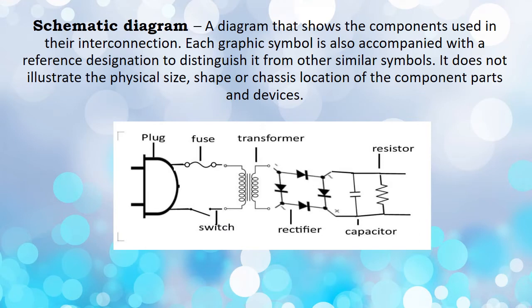Now let us understand what a schematic diagram means. A schematic diagram is a diagram that shows the components used and their interconnection. Each graphic symbol is also accompanied with a reference designation to distinguish it from other similar symbols. It does not illustrate the physical size, shape, or chassis location of the component parts and devices. So this is an example of a schematic diagram. We have a sample of a combination of plug, fuse, switch, transformer, rectifier, capacitor, and resistor.